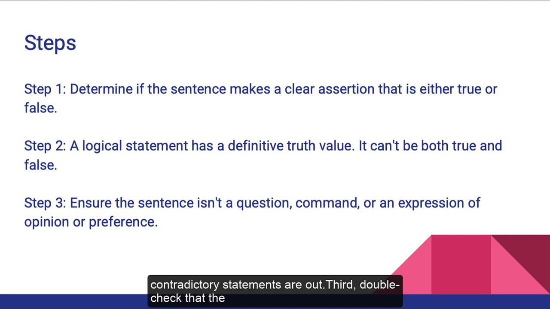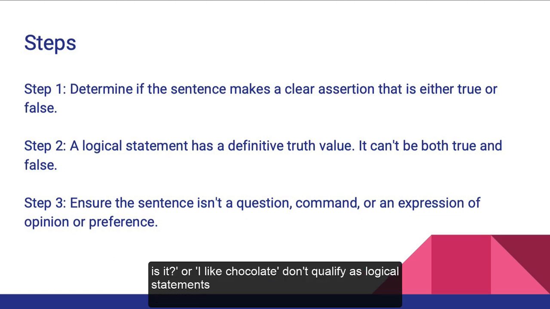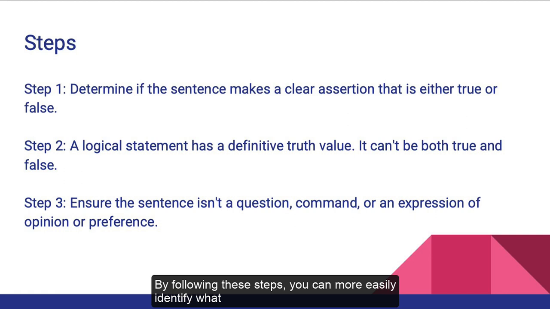Third, double-check that the sentence isn't a question, a command, or an expression of personal opinion or preference. Sentences like "What time is it?" or "I like chocolate" don't qualify as logical statements because they can't be definitively labeled as true or false. By following these steps, you can more easily identify what qualifies as a logical statement, which is essential for sound reasoning and decision-making.